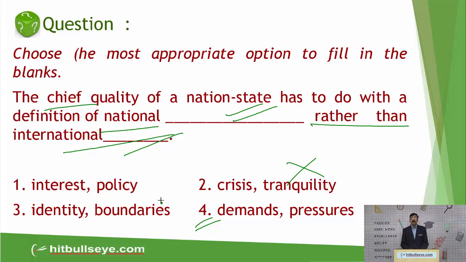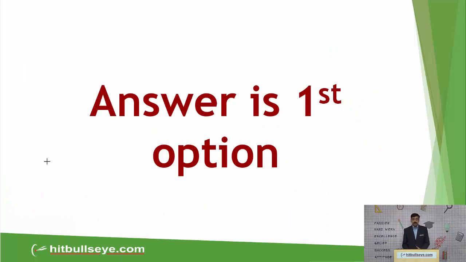So we should be very particular about our own interests rather than international policy, or what should be done in order to maintain our image or our interest in international activities or affairs. So first is better than fourth. Therefore answer would be option 1. Now this is answer to the previous question we have discussed.